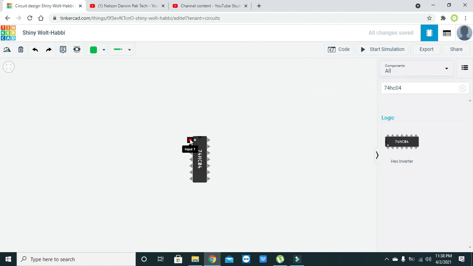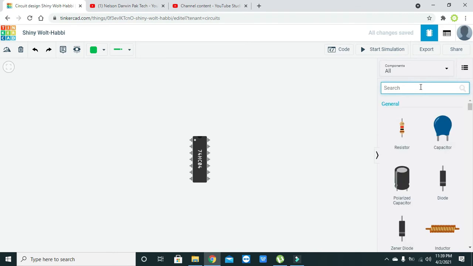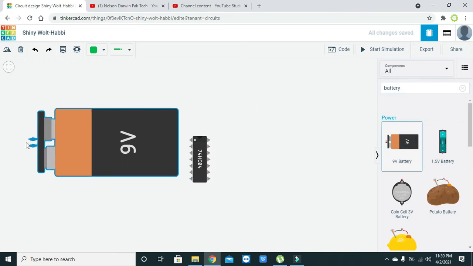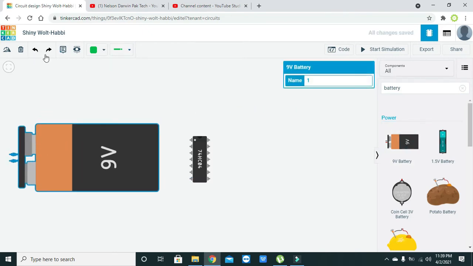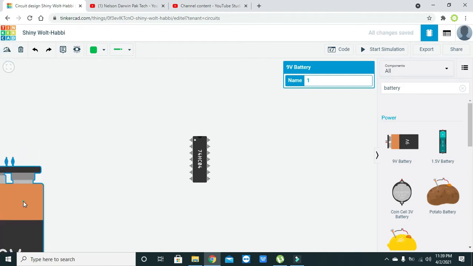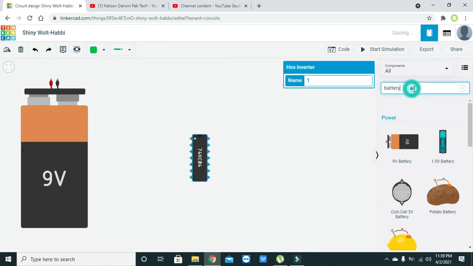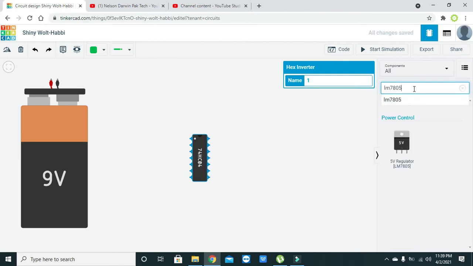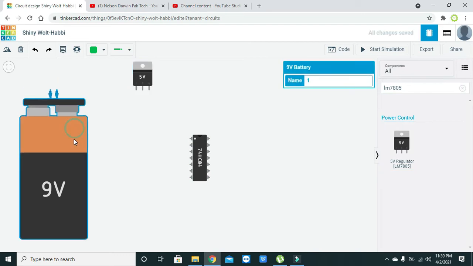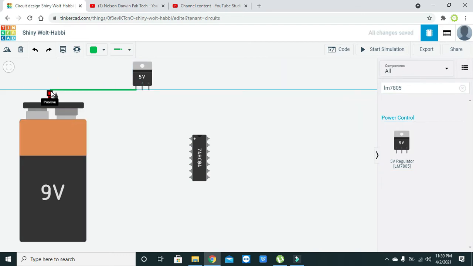Okay, now we have the hex inverter. Now we will design the power circuit for our hex inverter IC. So we need to take this 9 volt battery cell. Now, as we cannot operate this IC on 9 volts directly, we have to lower it down using an LM7805. The input is this, and the ground must be connected with the negative terminal of the battery.